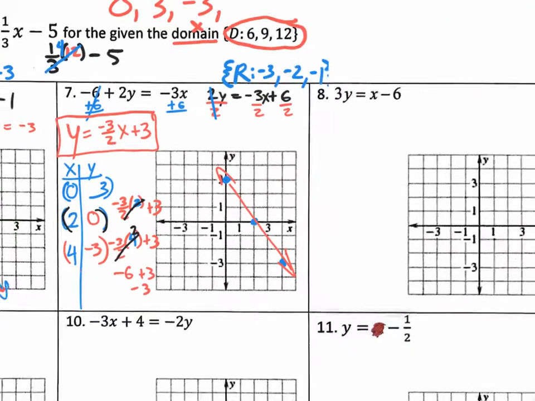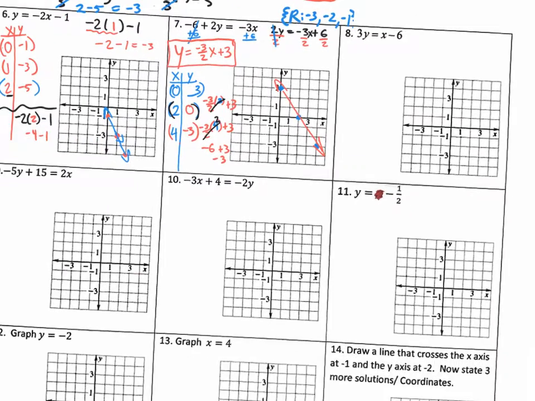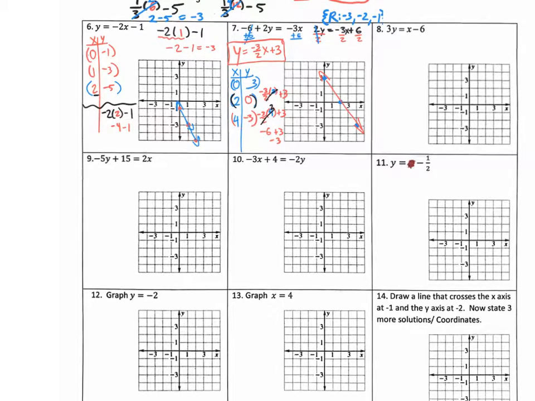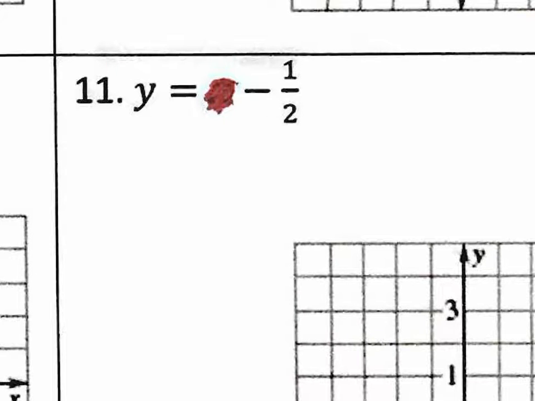Okay, let's jump to, which one? Pick one. Number 11. Number 11, there's a typo smudge right there. Sorry about that. What this is saying is y equals negative half.